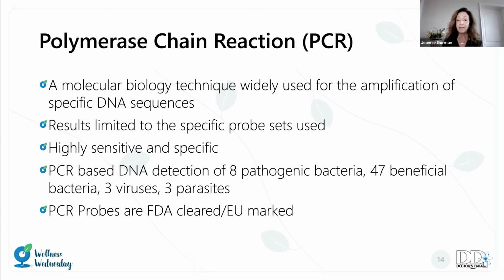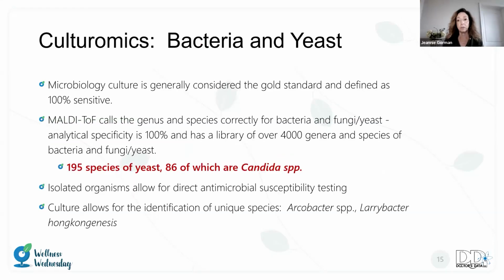We detect 8 pathogenic bacteria, 47 beneficial bacteria, 3 viruses known to live in the GI system, and 3 parasites. We follow up, though, with a full parasitology report, so those parasites are not limited to 3. Our PCR probes are FDA cleared and EU marked, which is a European designation. So that's PCR for the beneficials. We also use PCR for pathogens, so we'll go over that when we go over a sample test.